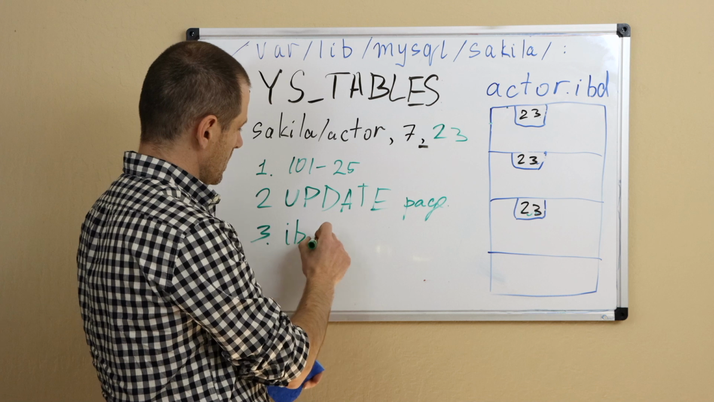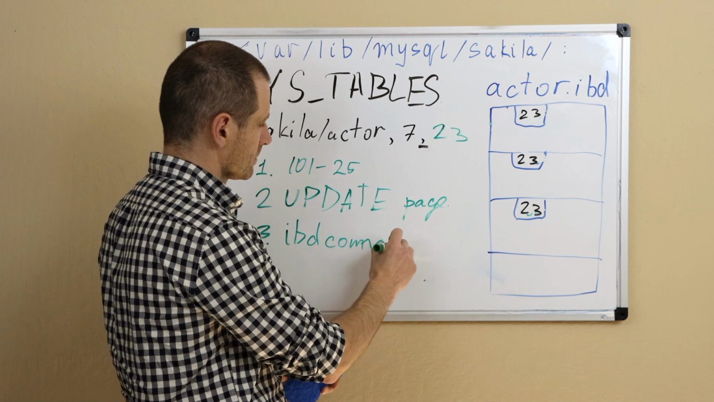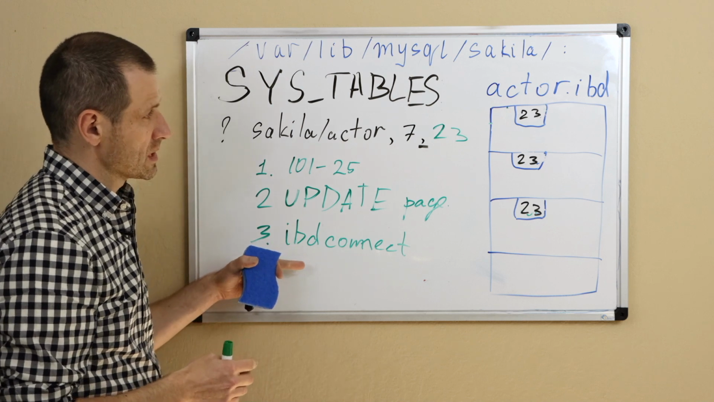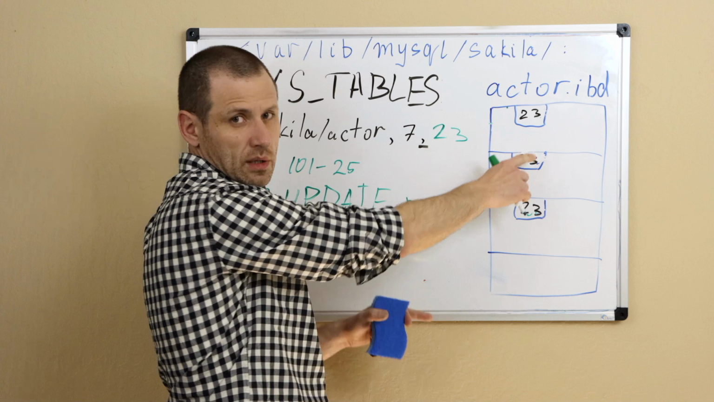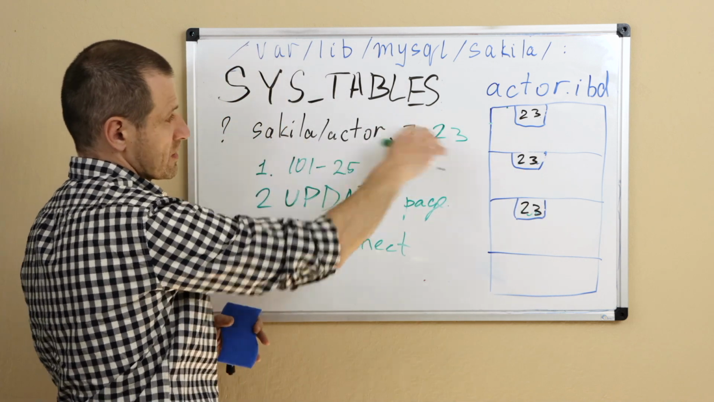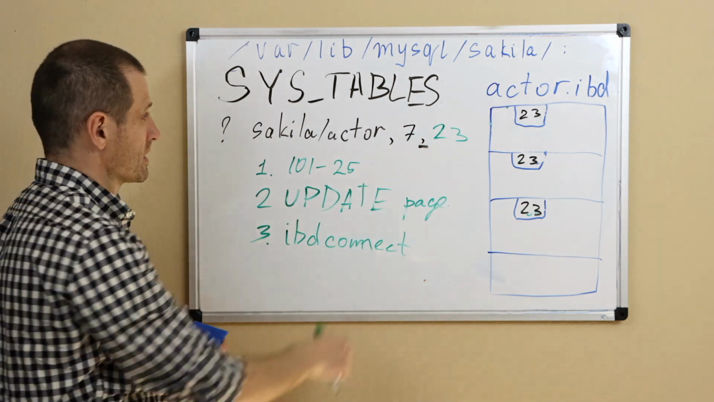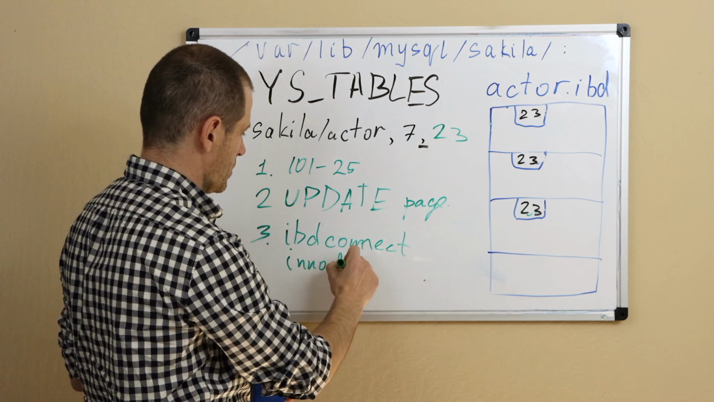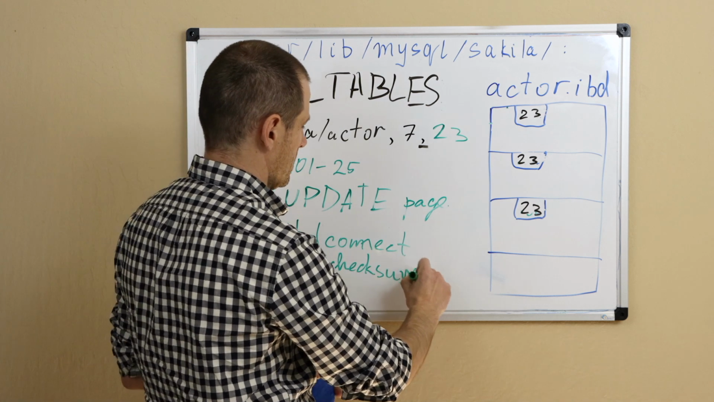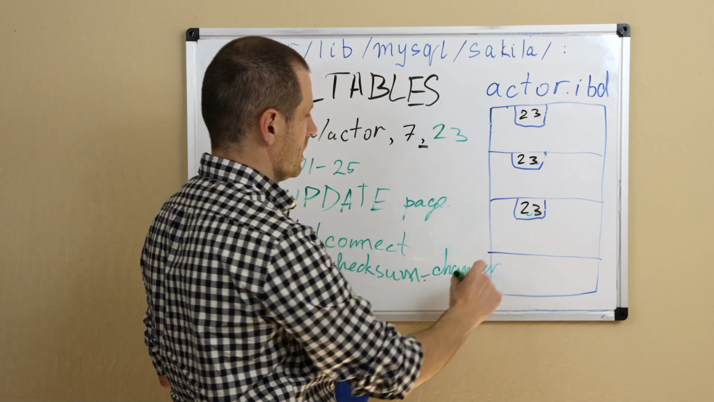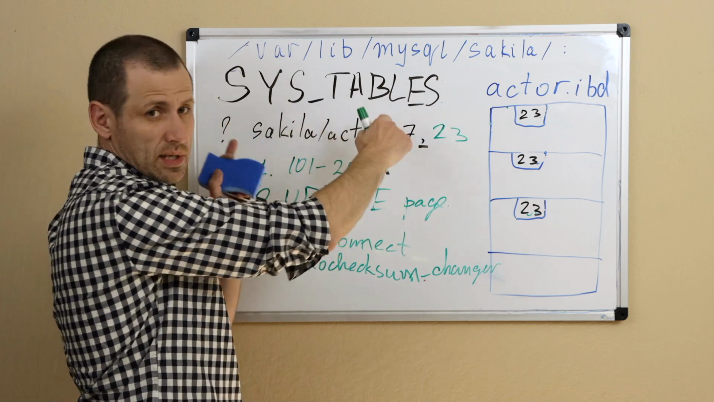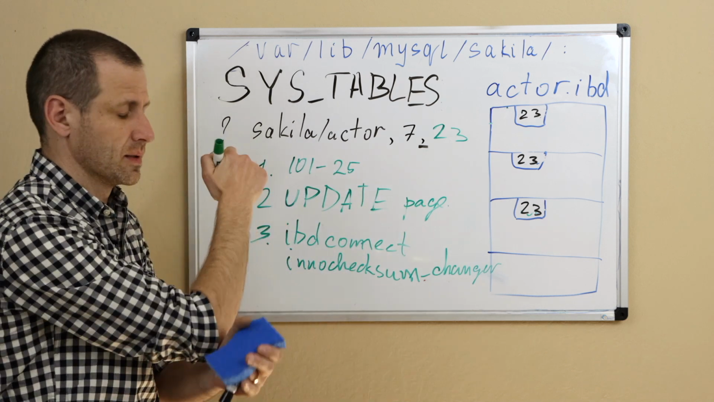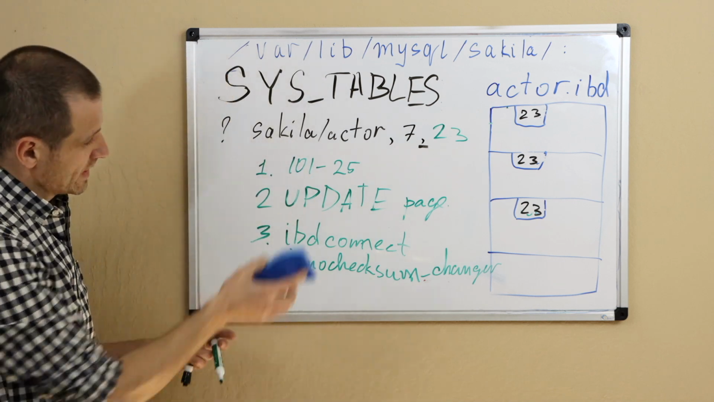It's called IBD Connect. You can still find it in Percona Data Recovery Toolkit. What this tool does, it reads space ID from IBD file, finds this record in the dictionary, and updates this space ID. Another tool, checksum changer, I believe, can calculate a new checksum for a page in IBData1 and update the checksum so it matches, so it doesn't freak out InnoDB. So that's the third way.